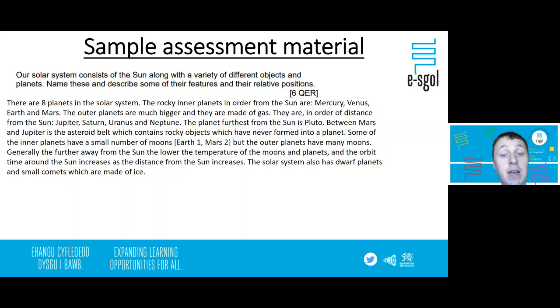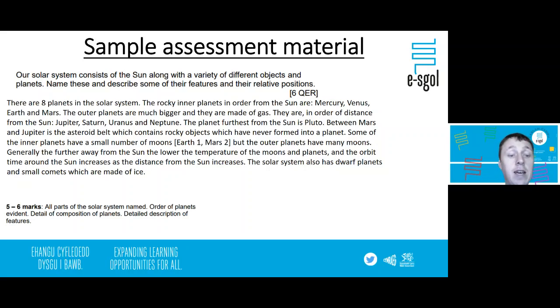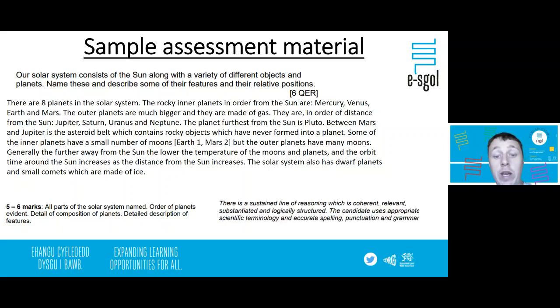Generally, the further away from the Sun, the lower the temperature of the moons and planets, and the orbit time increases. The solar system also has dwarf planets and small comets made of ice. So here you see the answer has all parts of the solar system, all planets in the correct order, composition of planets, and a good description of features. The answer is quite easy to read because there is a sustained line of reasoning which is coherent, and there's a good logical structure. So again, hopefully we see this is a very good answer for this type of question.